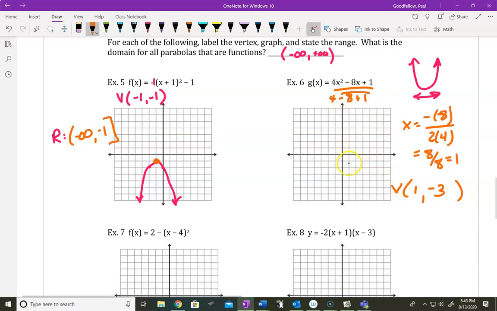1, 1, 2, 3. Now, in terms of the next coordinate on the graph, I'm actually going to use another little piece right here, which is the y-intercept. The y-intercept is at 1.